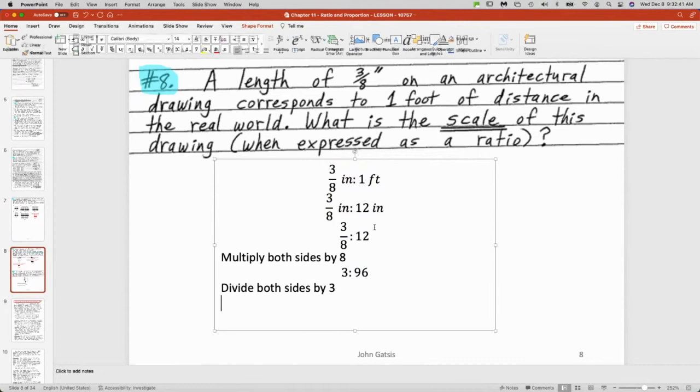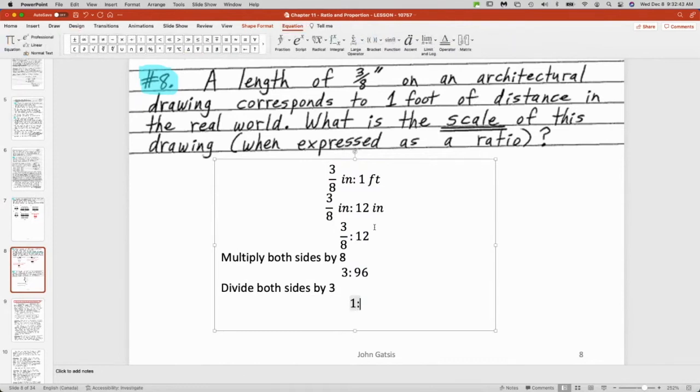You don't have to write these words here. I'm just trying to give instruction. 96 divided by 3. This is nice because 9 and 6 are both multiples of 3. So 32, 1 to 32.